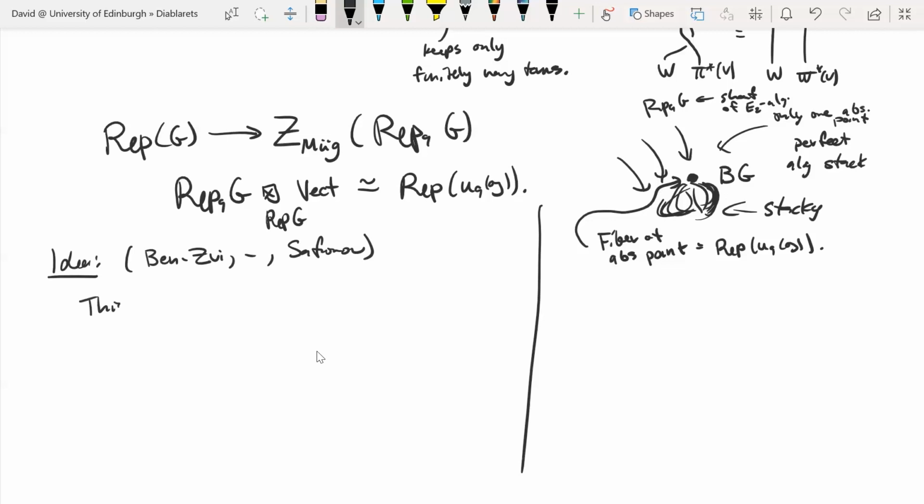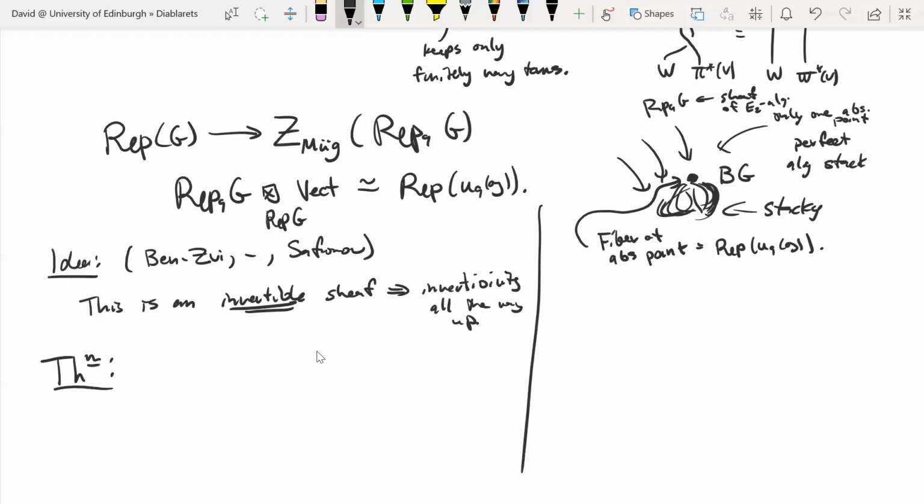The idea is that this is an invertible sheaf, and that this implies invertibility all the way up. And this was proven in a very nice result, by my PhD student, Patrick Connier.